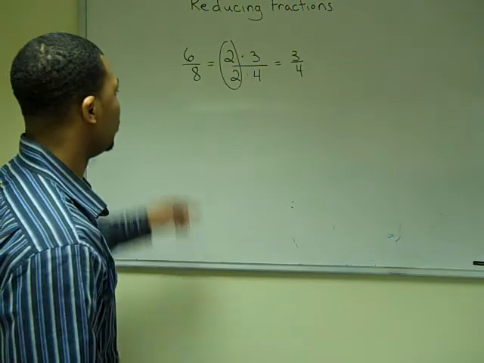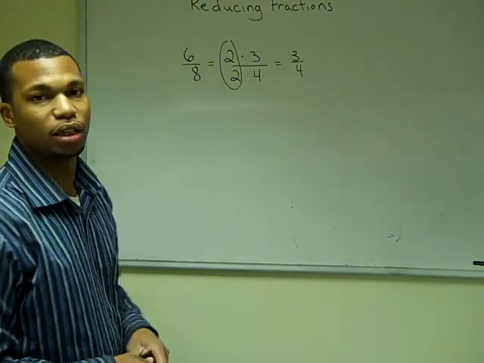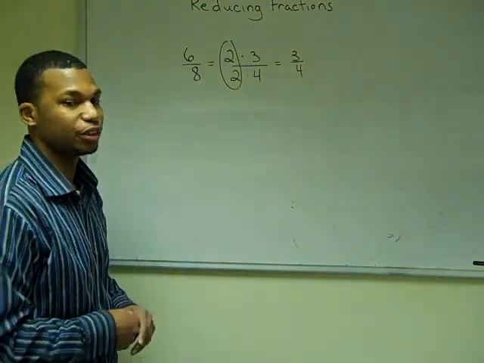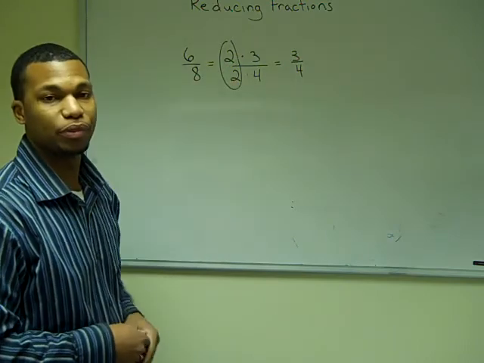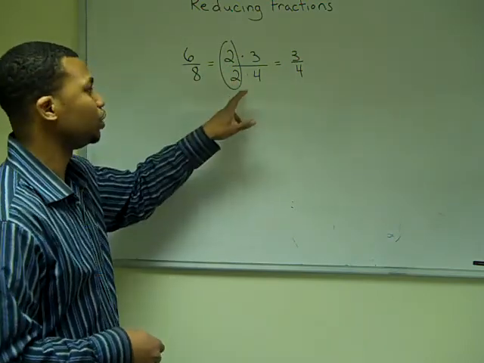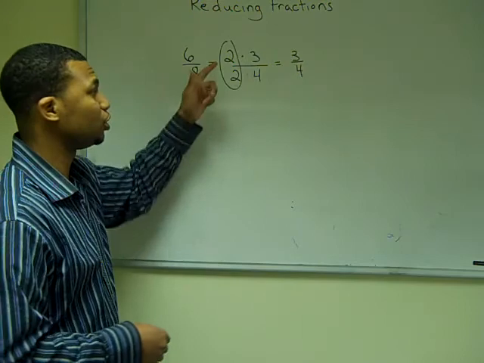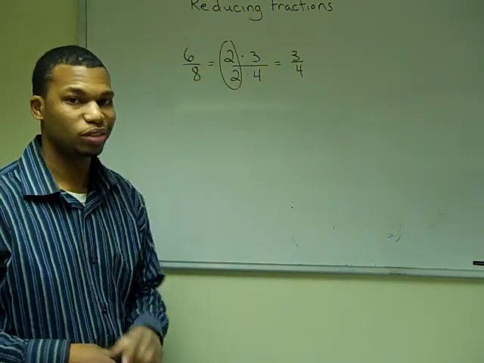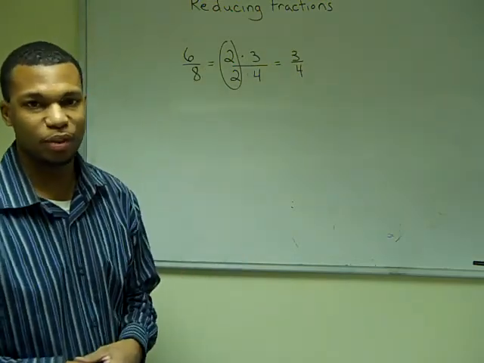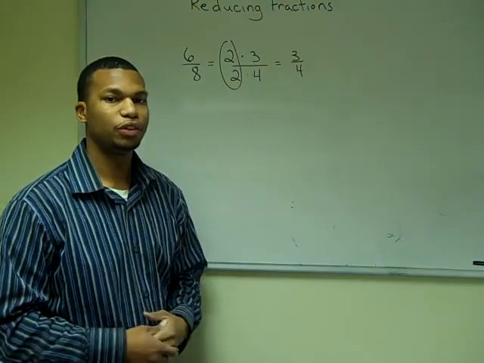Okay, so what we did was we took 6/8 and we found factors, which was 2 times 3. And with 8, we found factors, which is 2 times 4. Because 2 over 2 is the same as 1, we can take it away. And we're left with 3/4.